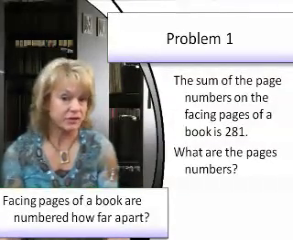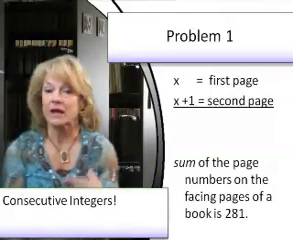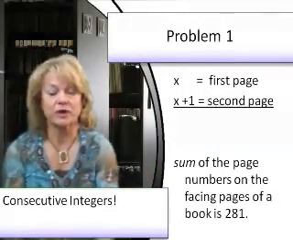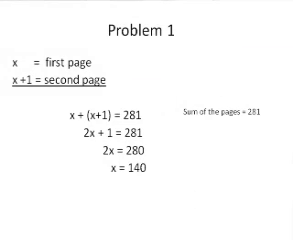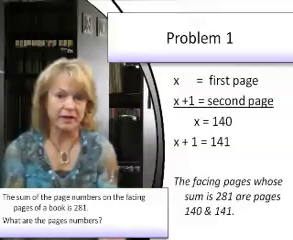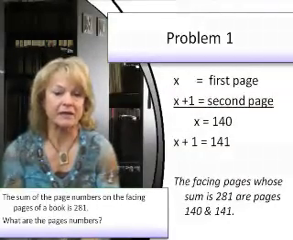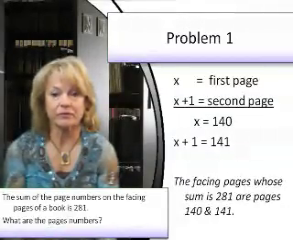This is a consecutive integer word problem. Recall how we set up this type of problem. x is the first page, and since the pages are one apart, x plus 1 is the second. The author said the sum is 281, so we add and set this equal to 281. Solve this. We find the left-hand page is 140 and the right-hand page is 141. And you can check by adding these two numbers together, they need to total 281.